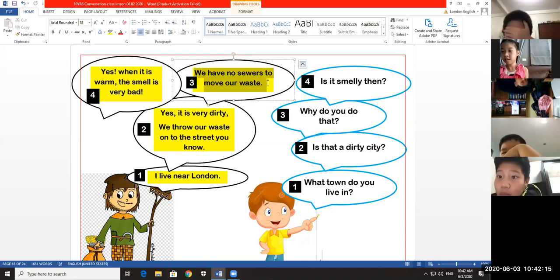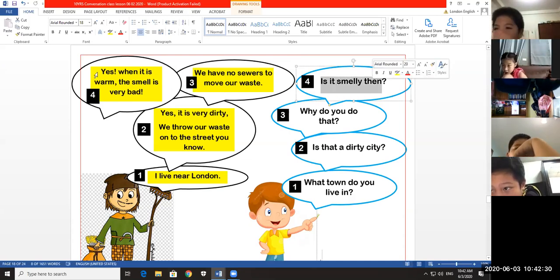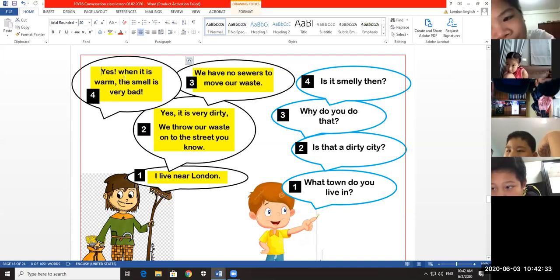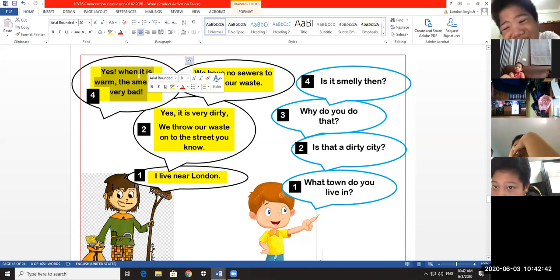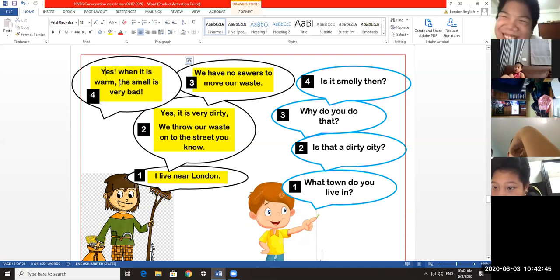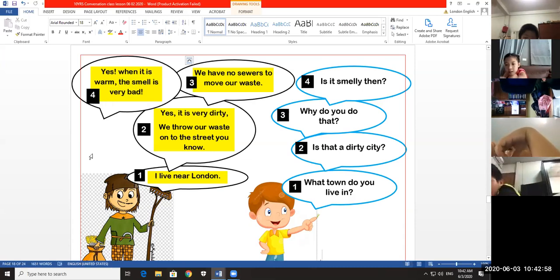Calcla: We have no river to move our waste. Okay, Tiger. Good. Calcla, have a look. Yes, when it is... Close your eyes and speak it. Yes, it is very bad. Okay, let's have somebody else.